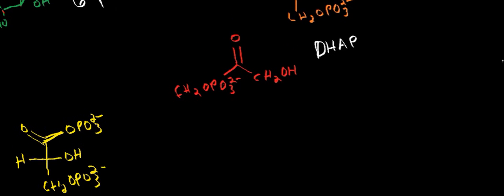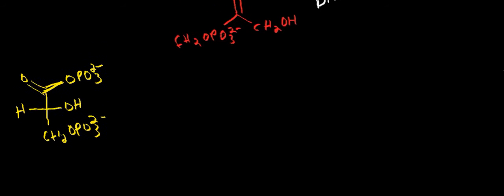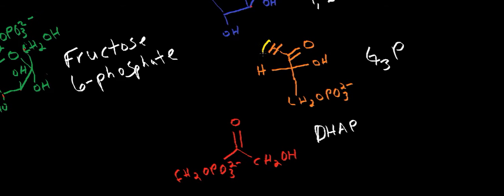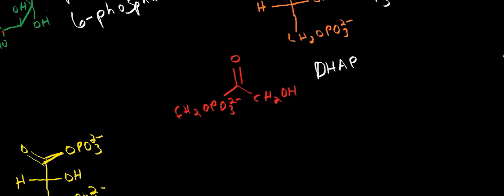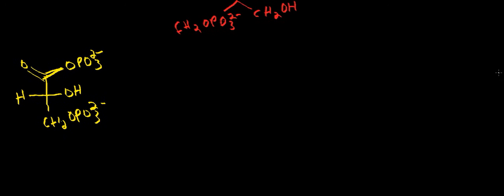So if you look at G3P and 1,3-bisphosphoglycerate, what do you notice there? Well, you notice that that hydrogen here is now a phosphate group, okay? This is what happens, okay?